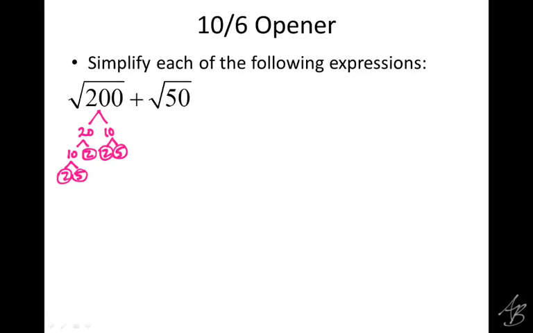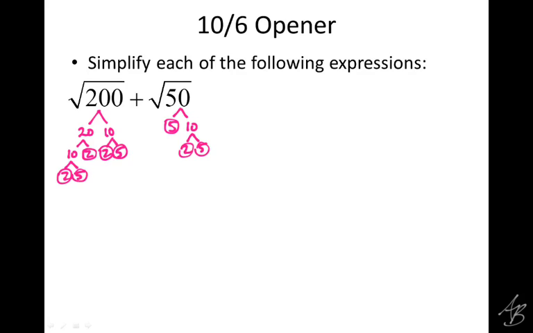Now, we're going to factor the 200 and rewrite it, but we're also going to need to rewrite the 50, right? So let's go ahead and factor that one while we're at it. How does 50 factor? 5 and 10. And the 10 is 2 and 5.